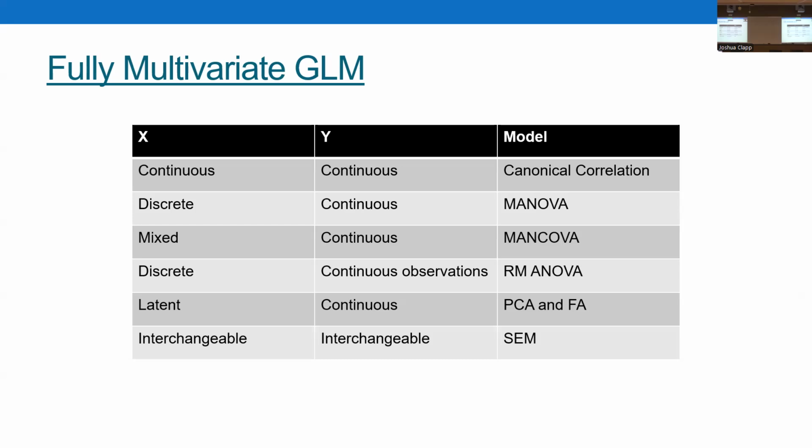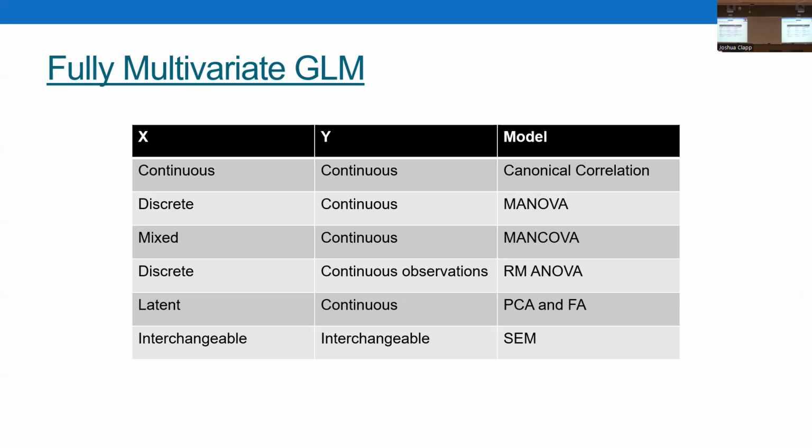If my predictors are latent, they're not observed. I have indicators that are some version of this, and so I have continuous predictors of this latent variable. I'm getting into principal components, principal factors, things along those lines. If I have some combination of continuous, discrete, and latent X, and outcomes, now I'm looking at SEM stuff.